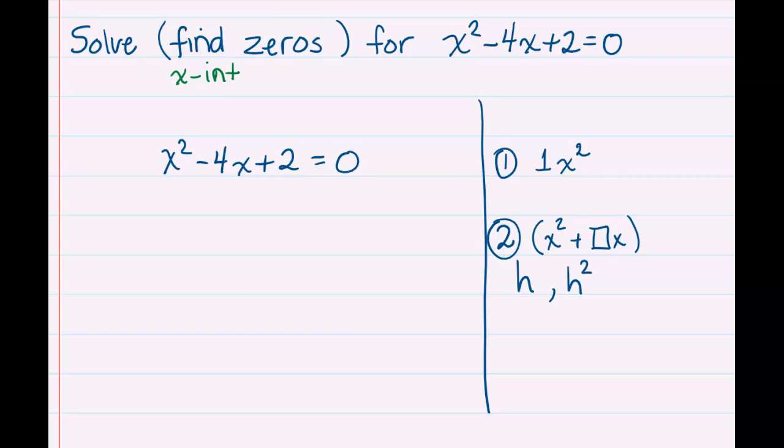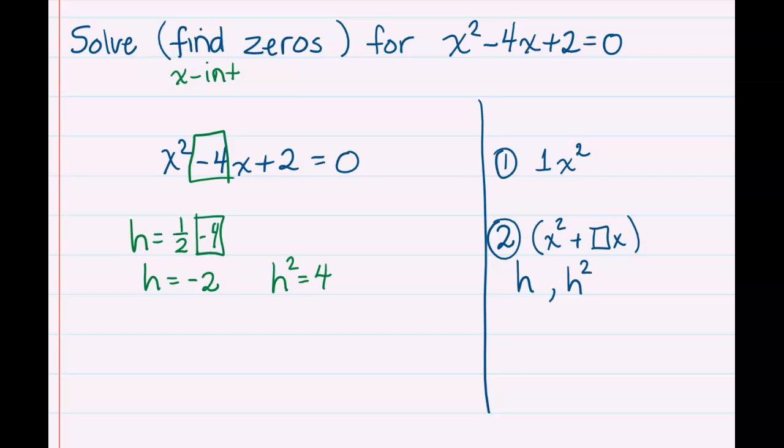So let's do that. We know that h is equal to 1/2 the coefficient in front of x. So we can see that that's going to be that minus 4. So I'm going to erase the x because h is just a constant, doesn't have the variable attached to it. And we find that h is equal to negative 2. When we square negative 2, that's negative 2 times negative 2, we get a positive 4.